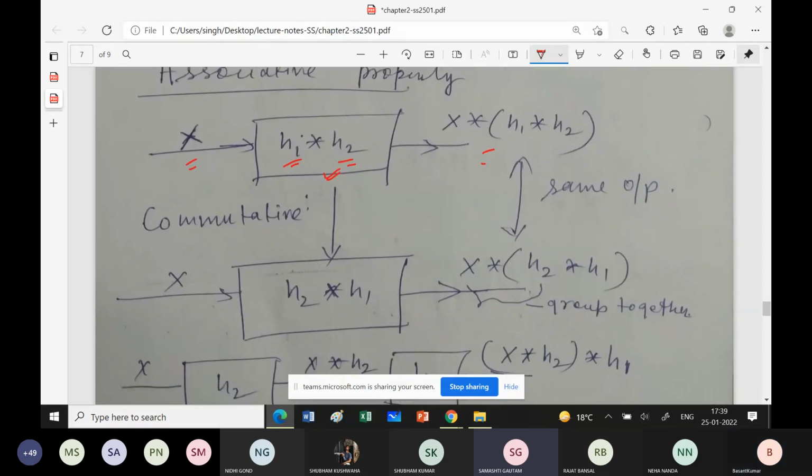Now what you did is this H1 convolved with H2, so it is equal to H2 convolved with H1, okay.